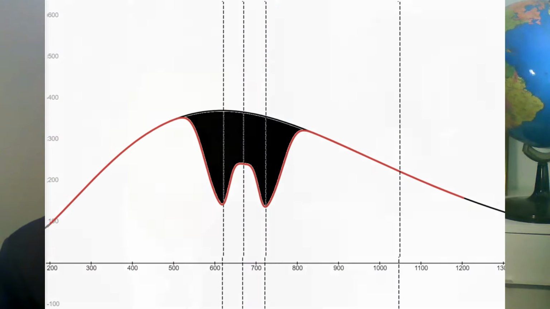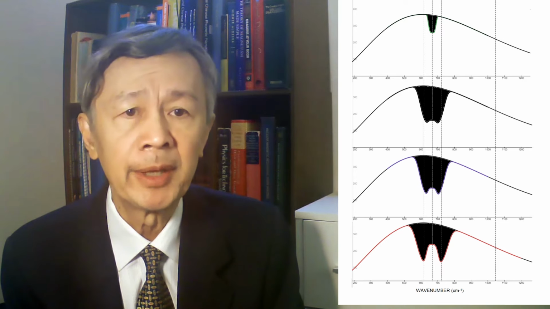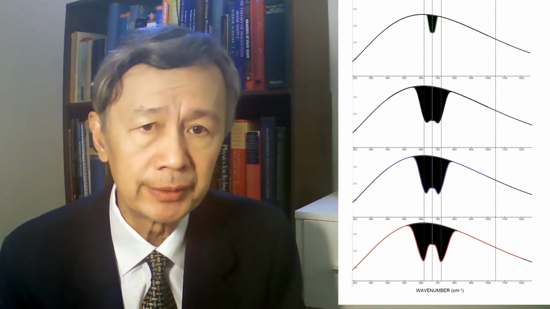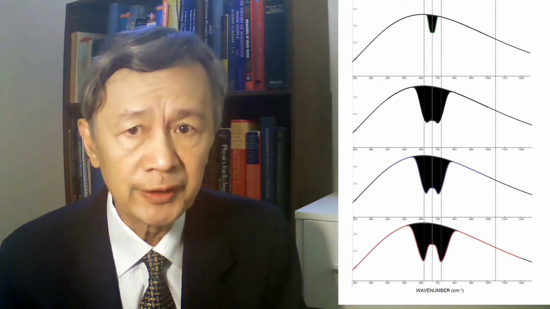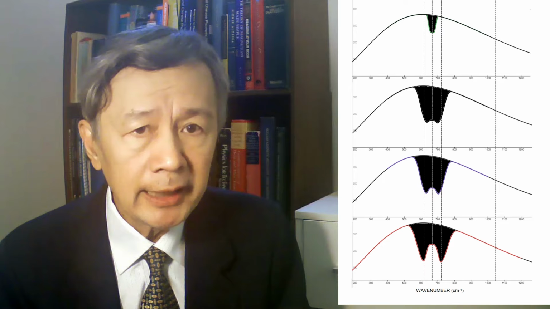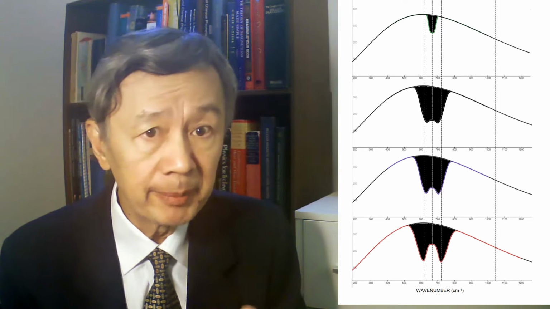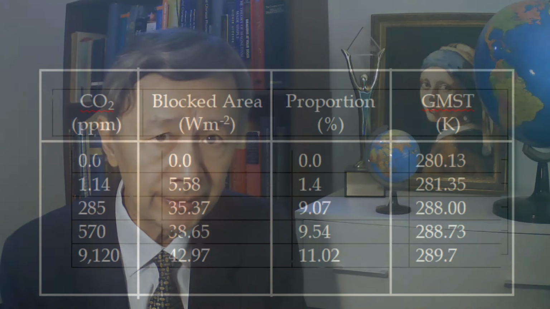Did I sound like an AI? Now we can compare the dark areas, which are proportional to the alleged CO2 blocking of the outgoing surface radiation at different CO2 levels. To do so, I simply use the integration tool provided by the decimals. Then I divided this dark area by the total area under the Planck function. Here are the proportions of the CO2 blocking at different CO2 levels.